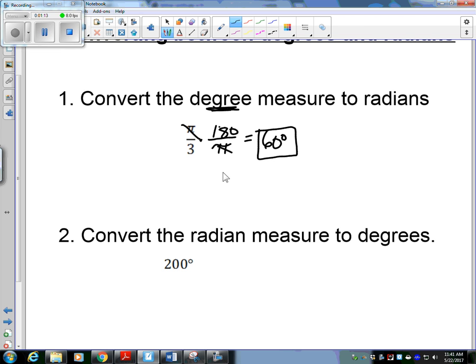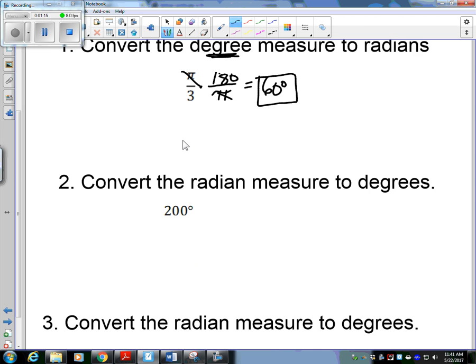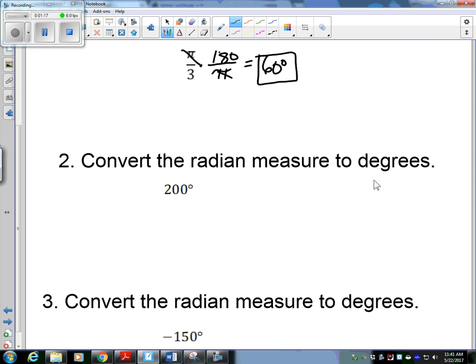Now we're going to convert actually degrees to radians. You got this written backwards. But 200 degrees, hopefully you can figure this out, but you're going to multiply by the inverse of the last one, pi over 180. So multiply across the numerator, 200 pi, multiply across the denominator, 180.